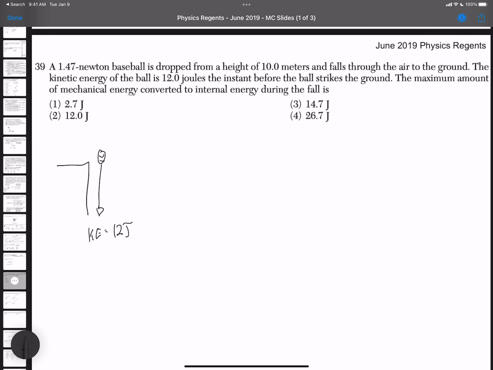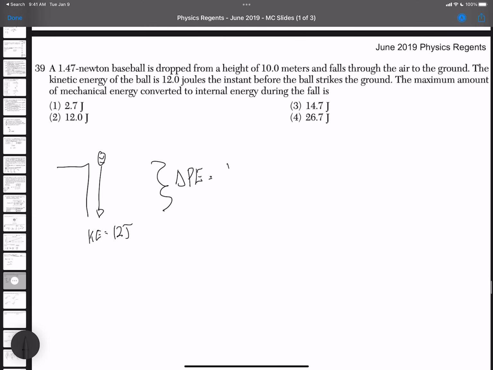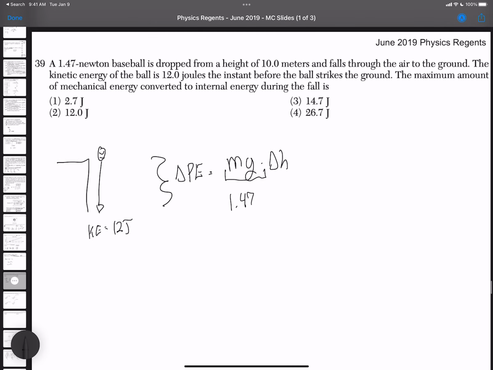So we start off with some amount of potential energy because the baseball is 10 meters above the ground. Remember, to calculate a change in potential energy, we do mg times the change in height. Well, mg is the weight of the object, so we've got 1.47 newtons times our 10 meter change in height, which means our change in potential is 14.7 joules.